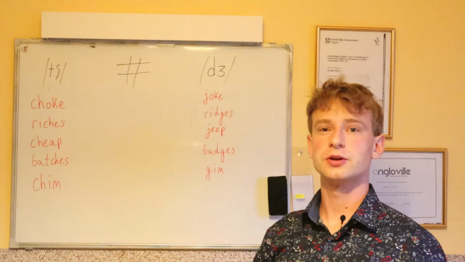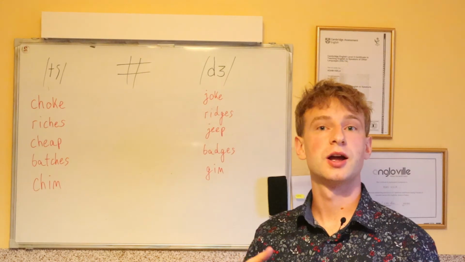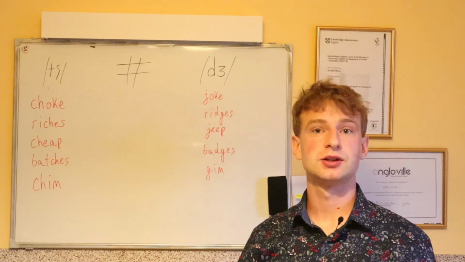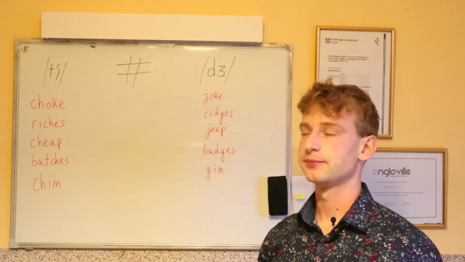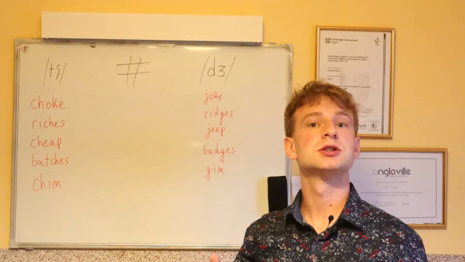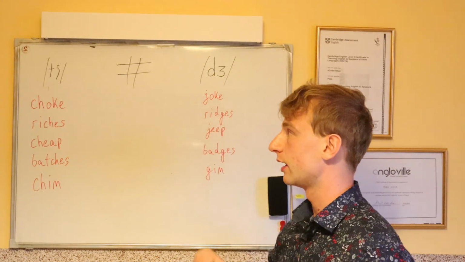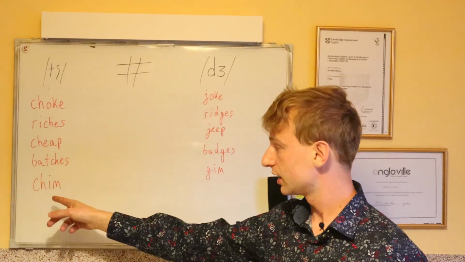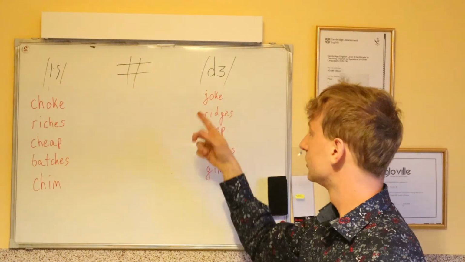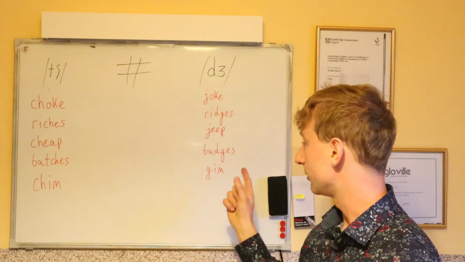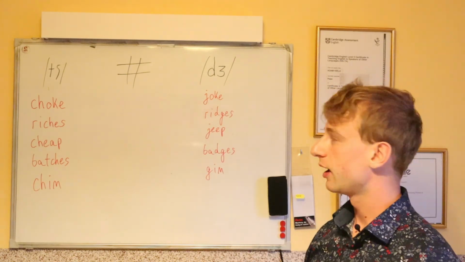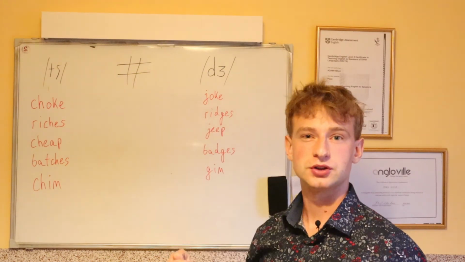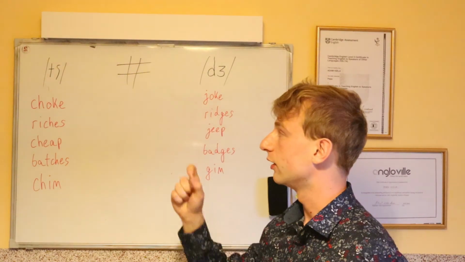Now, let's focus on this sound. Make an explosion. Like Japanese. Germany. And this sound. Also, make an explosion. Choke. Riches. Cheap. Batches. Chin. Choke. Riches. Cheap. Badges. Gin. They are similar sounds, but they're slightly different.